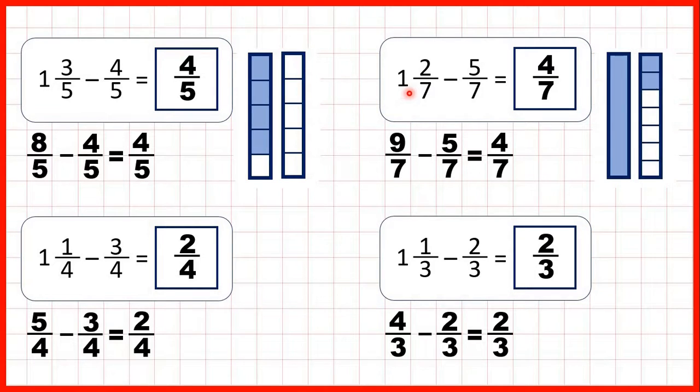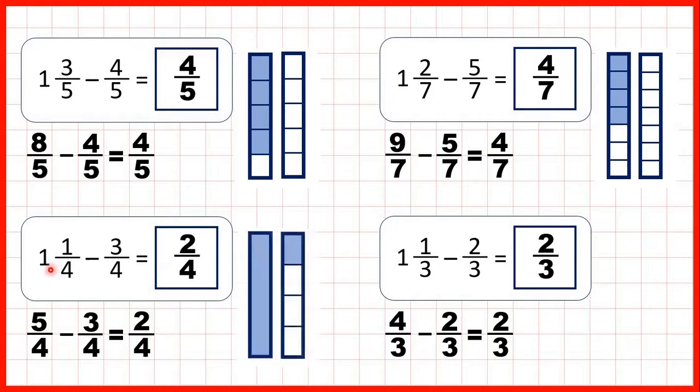Then we had 1 and 2 sevenths, but we needed to take 5 sevenths away. So instead of 1 and 2 sevenths, we thought of that as being 9 sevenths. So we haven't changed the fraction, we haven't changed what's shaded at least, but we've represented the fraction in a way so that we can take 5 sevenths away. And if we subtract 1, 2, 3, 4, 5 sevenths, you can see that we now have 4 sevenths left.